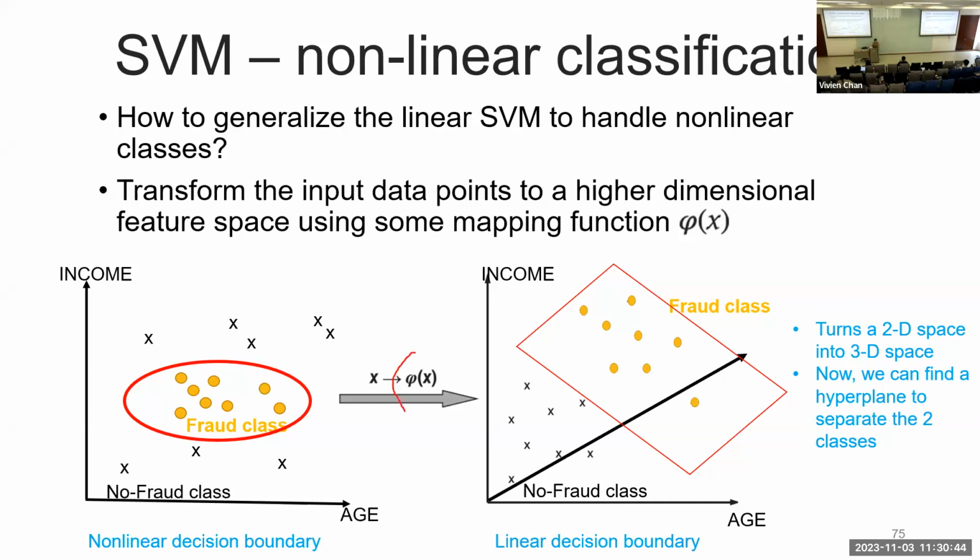How do we do it? Through a mapping function. This is a two-dimensional space, and through the mapping function you map it into a higher dimensional space. For example, originally this is two-dimensional, and through the mapping function it becomes a three-dimensional space, with this as the z-axis. After mapping into three dimensions, the data points become linearly separable, and you can find a hyperplane to separate them. Again, because the mathematics behind it is quite complicated, I'm not going to go into the details, but this is the concept of SVM.